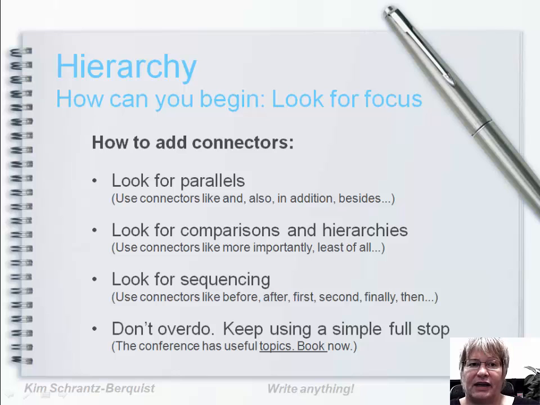So how can you add connectors? Look for parallels, where you can use connectors like and, also, in addition, and besides. You can look for comparisons and hierarchies between your sentences. Let's say you have a bunch of short sentences and you're looking at how to tie some things together. You could look at more importantly and least of all as connectors. You can look for sequencing: before, after, first, second, finally, and then. And the final word is don't overdo it. Keep using a simple full stop. For example, the conference has useful topics, book now.